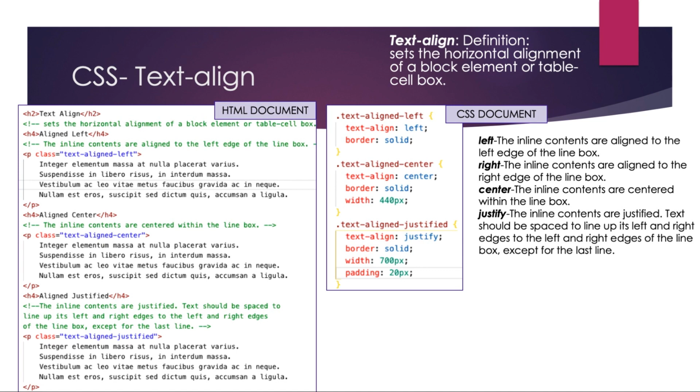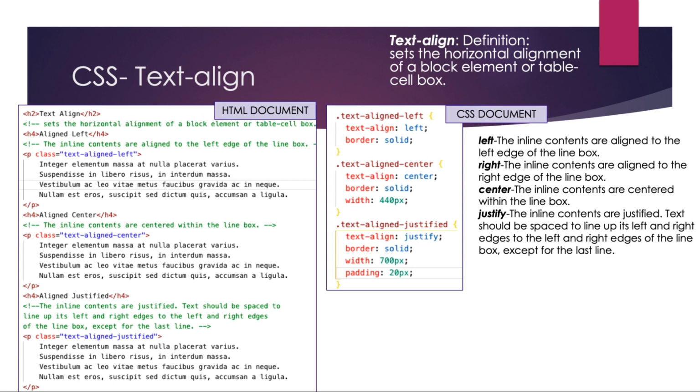And my text align here is set to left, center, and justify. Justify, very handy. So let's go through the definition. Left, the inline contents are aligned to the left edge of the box. Right, to the right end. Center, the inline contents are centered within the line box. And then justify, the inline contents are justified.